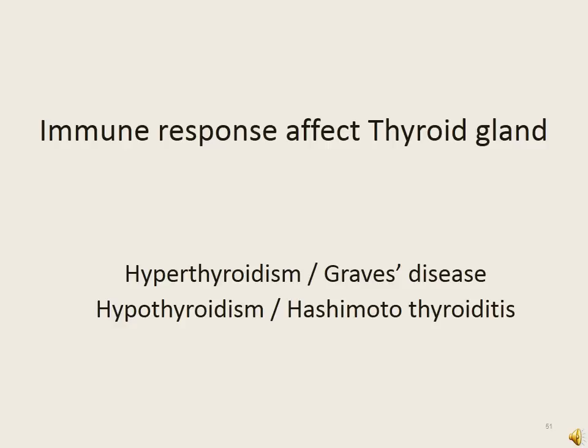Now, for the immune response that affects the thyroid gland, or the autoimmunity to the thyroid gland, the pathology is autoimmune disease of the thyroid gland. There are 2 types. The first one is hyperthyroidism or Graves' disease. Another one is hypothyroidism or Hashimoto thyroiditis.